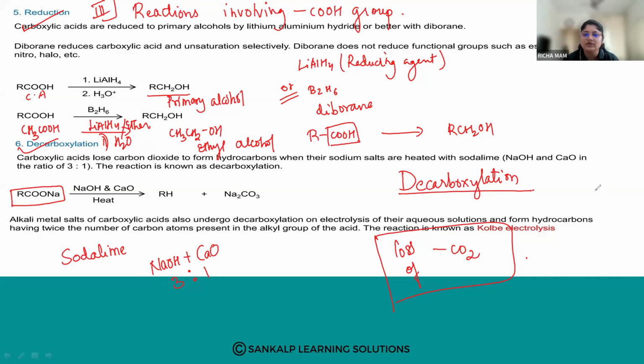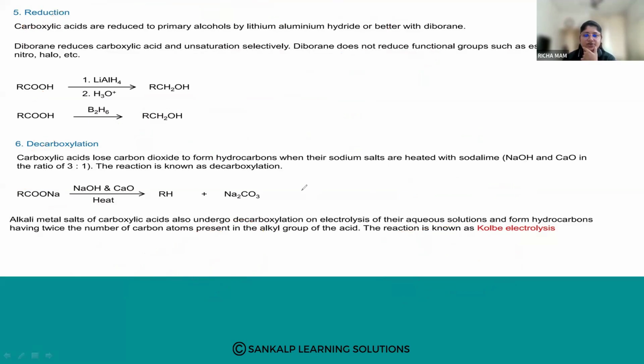So this is the composition. You have to take soda lime and the sodium salt of carboxylic acid, which are heated with soda lime. Soda lime is NaOH plus calcium oxide. What will happen? They will lose a molecule of carbon dioxide, and this reaction is called the decarboxylation reaction.